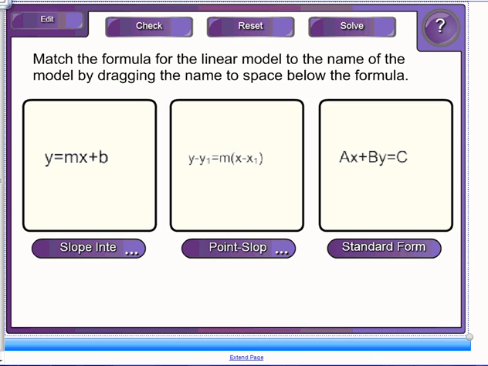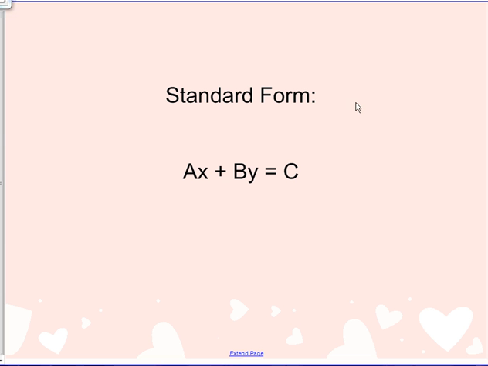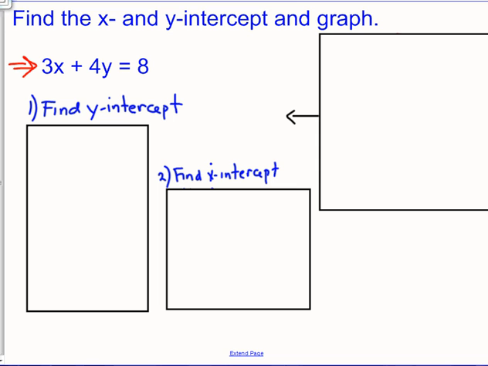All right, so the first one we're going to talk about is standard form, which is ax plus by equals c, where a, b, and c are numbers. So we could have 3x plus 4y equals 10. How we solve this is we can use this idea to find the x and y intercepts and then graph. So our problem right now is 3x plus 4y equals 8.